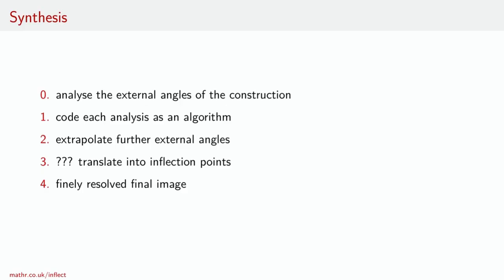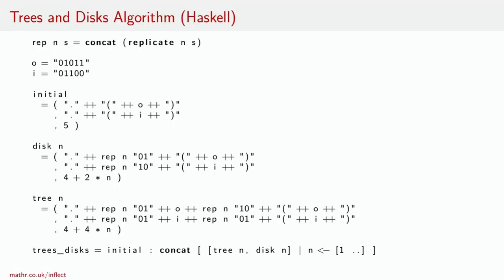finely resolved final image. So the table presented earlier can be expressed as an algorithm in the language Haskell based on string concatenation. Start with the initial location in the Mandelbrot set, then alternate between trees and disks, which are made up of concatenations in different ways. They take an argument which is an integer from 1 going upwards, and that's the depth of the procedure. So you end up with an infinite list of trees, disks, alternating, and you can take as many of that as you need because Haskell is a lazy language.